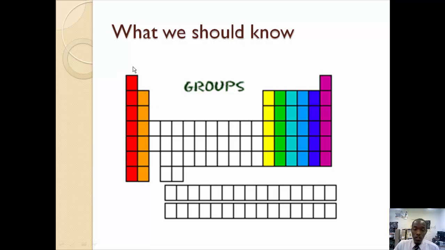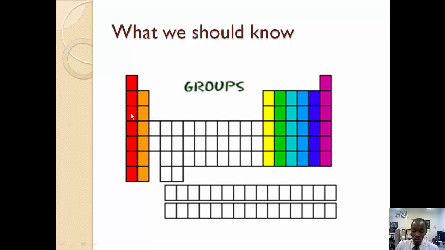But we also should know that the periodic table is organized into groups, and there are 18 total groups. Group 1, Group 2, Group 3, Group 4, Group 5, Group 6, Group 7, Group 8, Group 9, Group 10, Group 11, Group 12, Group 13, Group 14, Group 15, Group 16, Group 17, and Group 18. These groups are so important because all the elements in every group react pretty much the same.